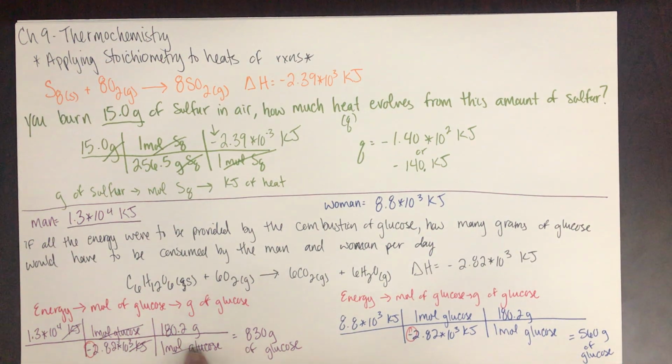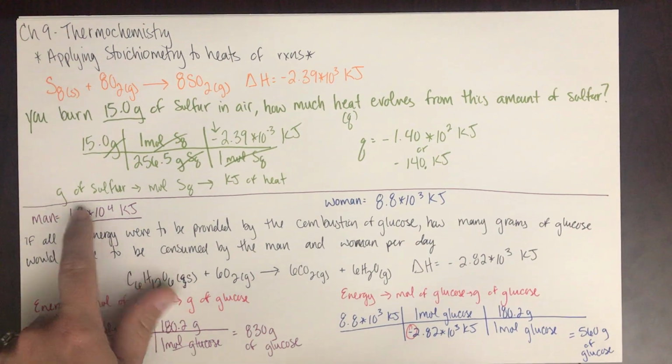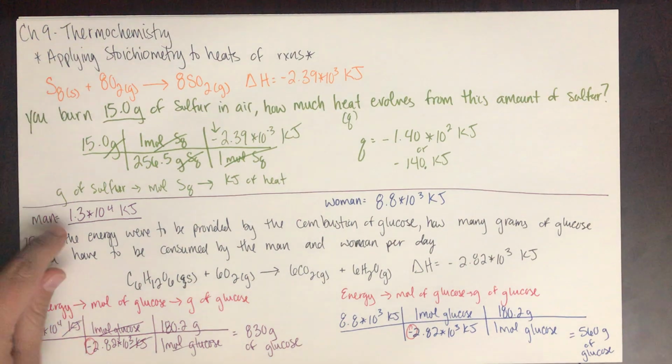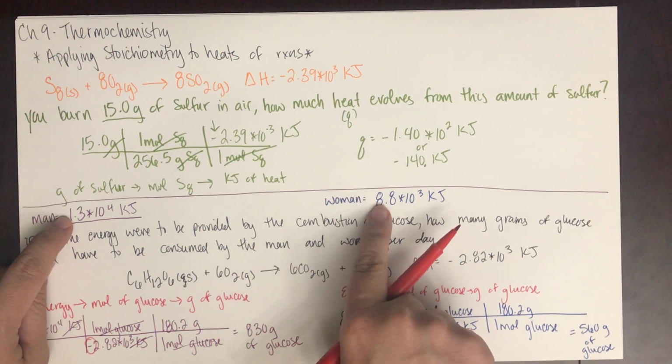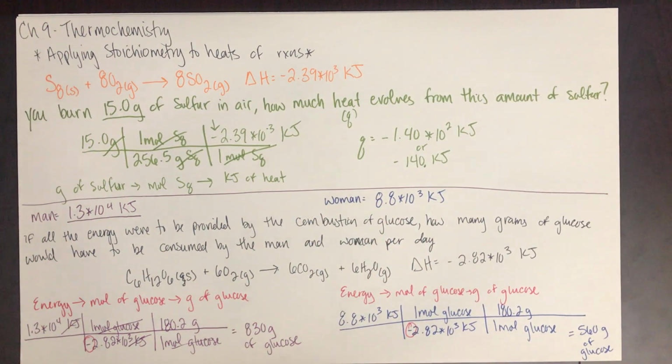If you used this and you said, well, the man needs to eat negative 830 grams, that doesn't make any sense. To give off that much energy, a negative amount of energy, technically this is a negative energy and this is a negative energy, so these would cancel and you would get a positive number. But just think about these signs and what actually they mean and what makes sense. So this is how we apply stoichiometry to heats of reactions, and we can use enthalpy changes as conversion factors.